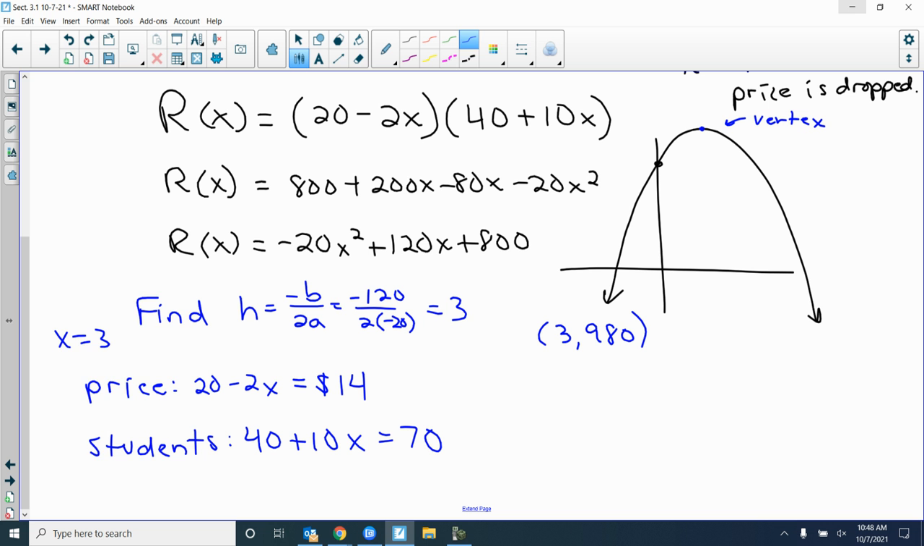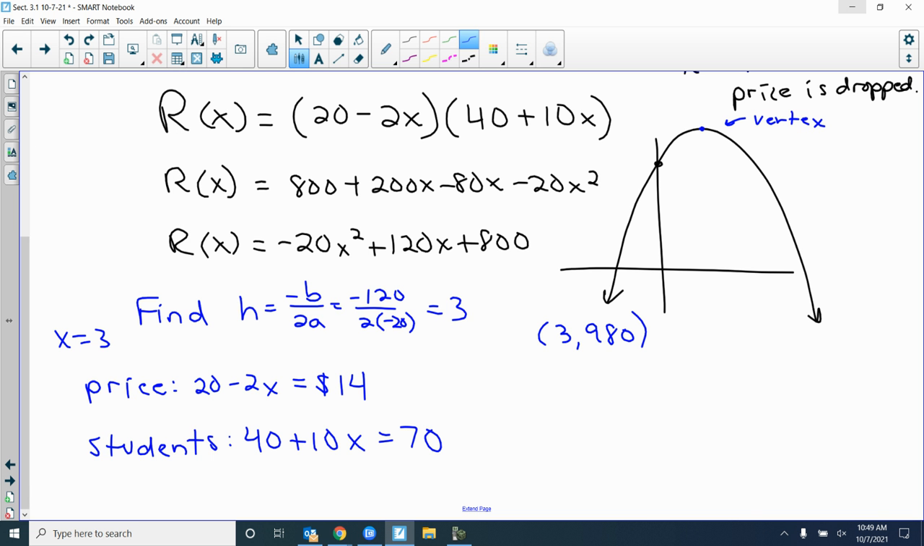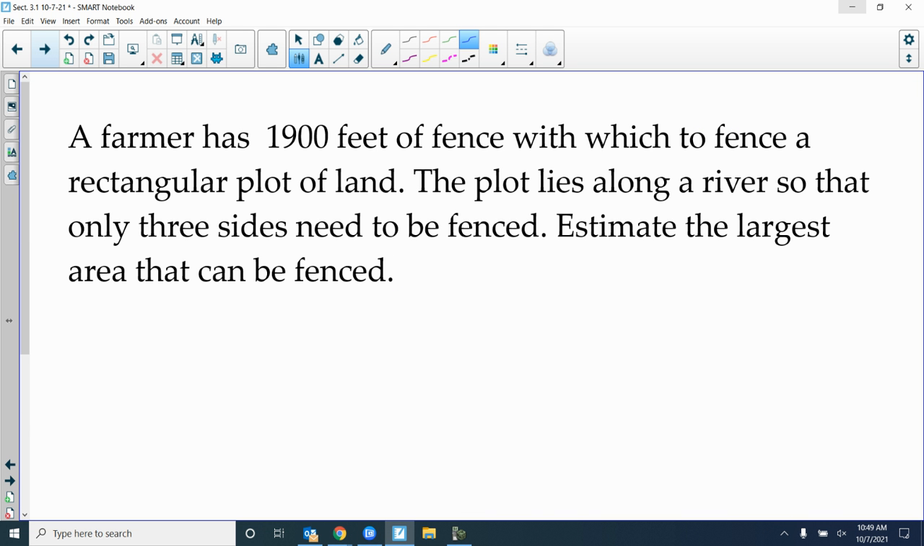So just real quick, let me show you. 14 times 70, that's the 980. If she drops it again, the 14 goes to 12, the 70 goes to what? 80. Well, at $12, you're back down to 960. So she's going to lose $20. No sense to keep dropping the price. All right, so make sure you answer the question there. Vertex is what we're looking for. We're trying to maximize. All right, let's get this last one in.